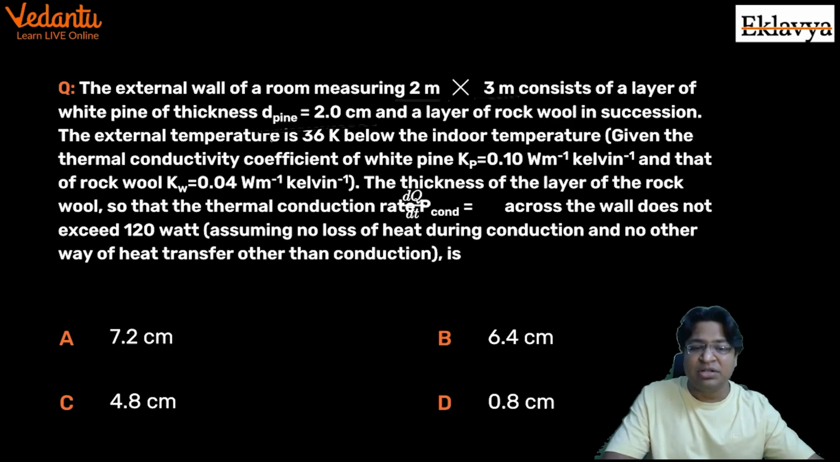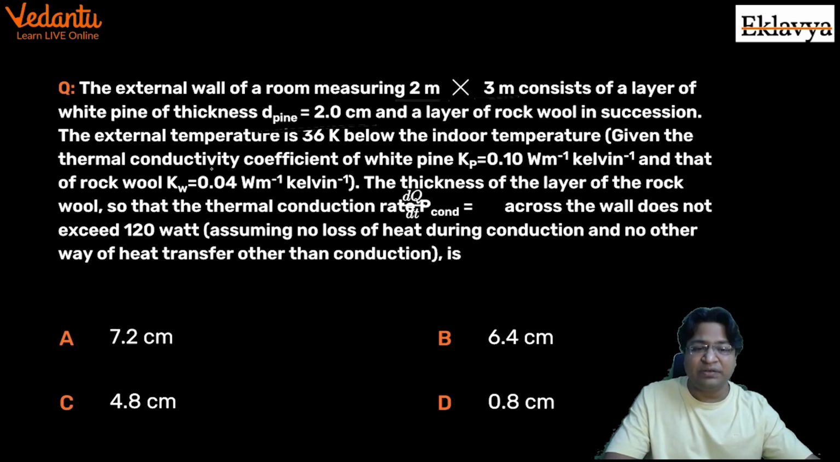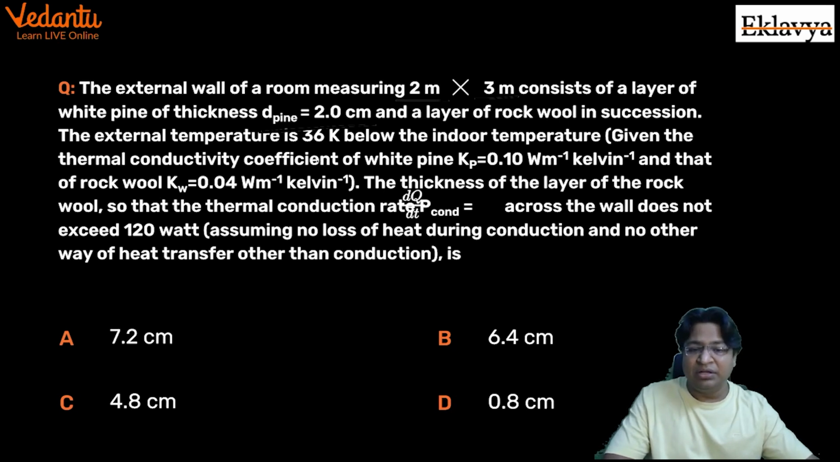So what the question says: let's say this is the wall of the room. One layer is made of some material called pine, a layer of white pine. This layer is made of a certain material, and the detail is given. The thickness of this layer is 2 centimeter. Then there is another layer of rock wool, a different layer, but we don't know its thickness. Let it be X. Now the temperature difference across this layer is 36 Kelvin.